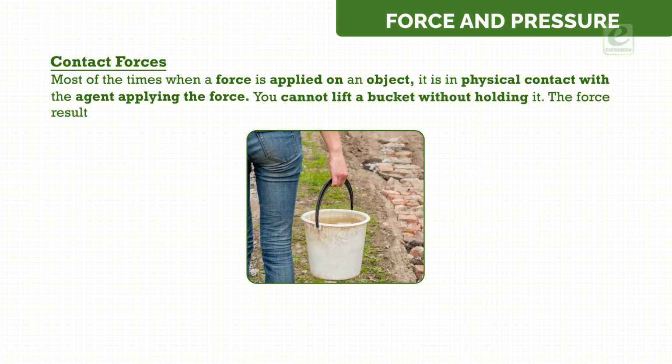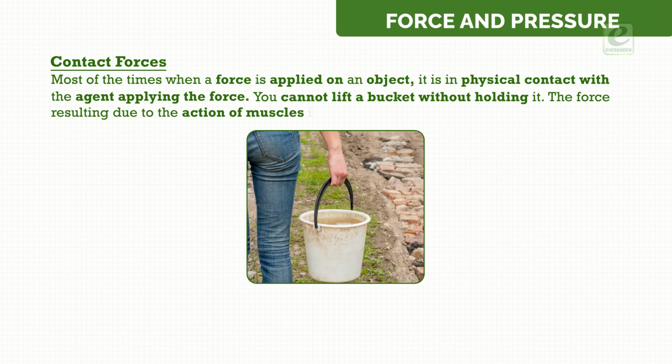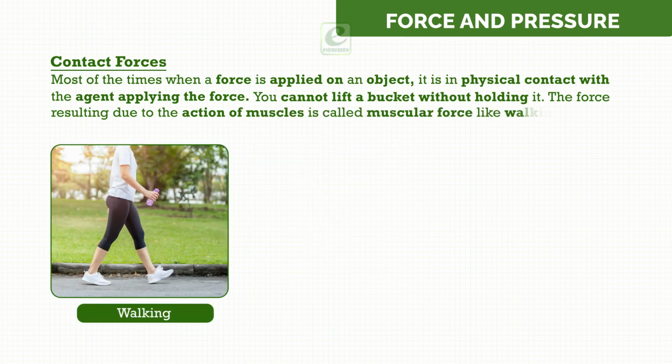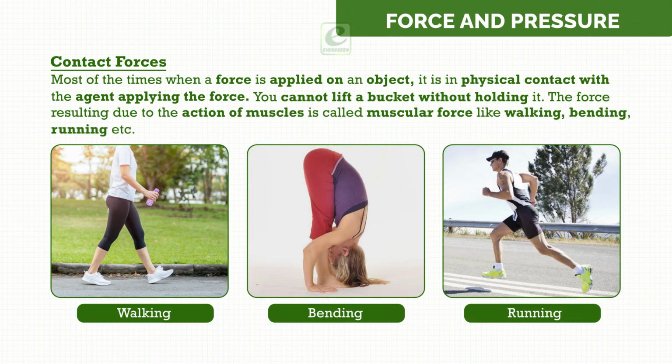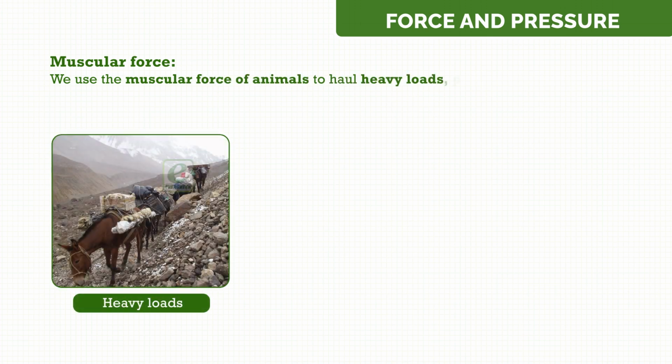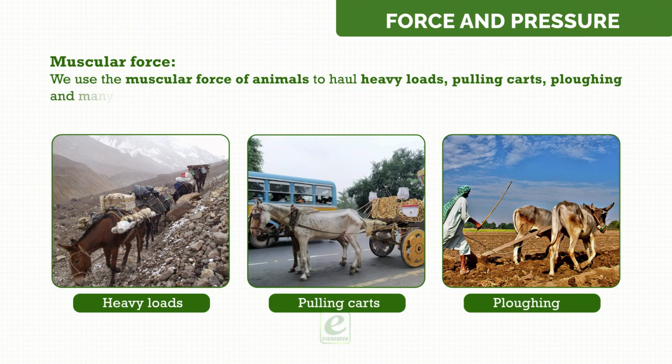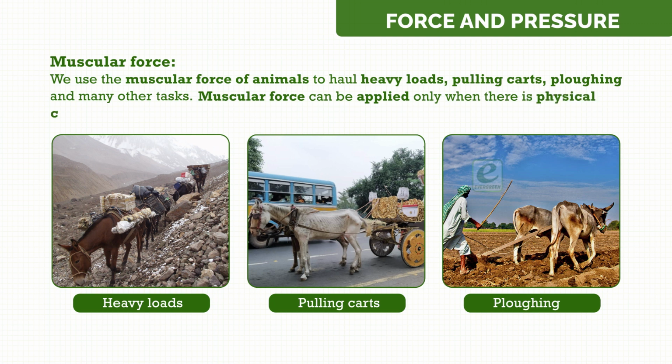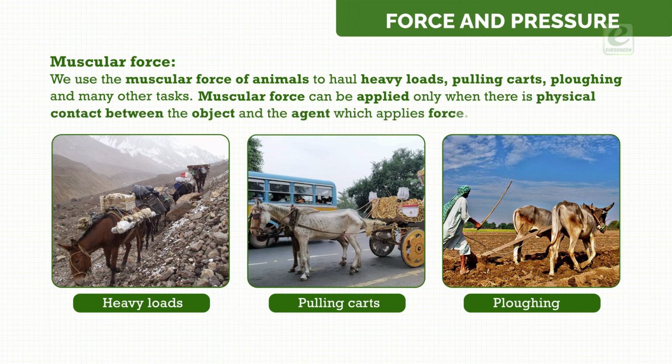The force resulting due to the action of muscles is called muscular force, like walking, bending, running, etc. We use the muscular force of animals to haul heavy loads, pulling carts, plowing, and many other tasks. Muscular force can be applied only when there is physical contact between the object and the agent which applies force.